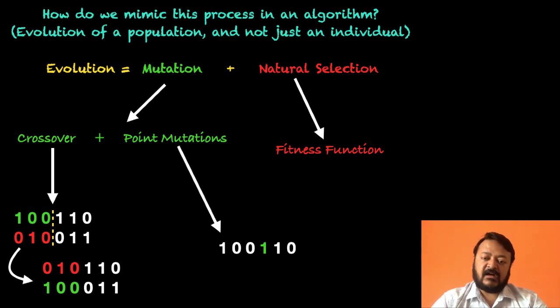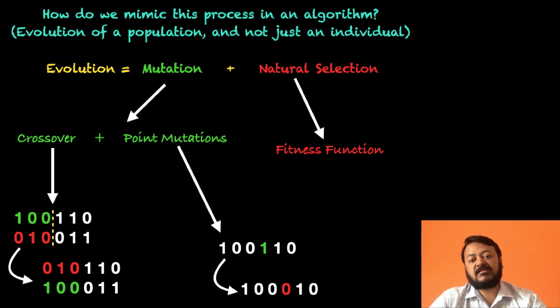Point mutations are very simple to understand. Point mutation means that you randomly select any one digit in your binary sequence and just let it undergo a flip based on some probability. So a 1 can become a 0 and a 0 can become a 1, and all this happens probabilistically, meaning through choice of random numbers.